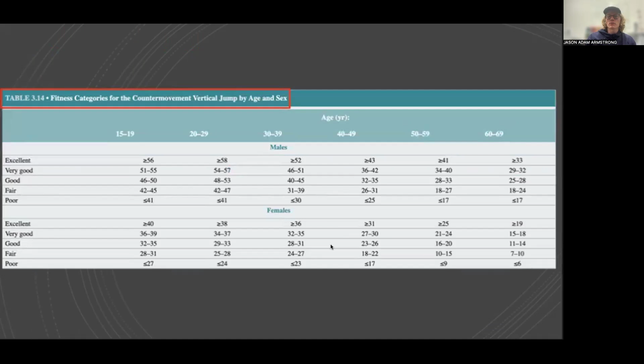Okay, and then here's your counter movement jump. I should have put these in a different order, but here's your counter movement jump, again, by age and sex. I don't have it in here, but I believe this is in centimeters.